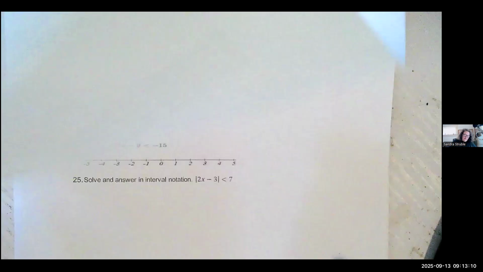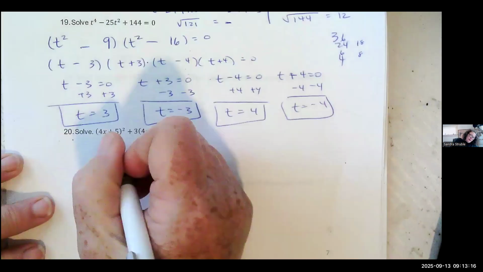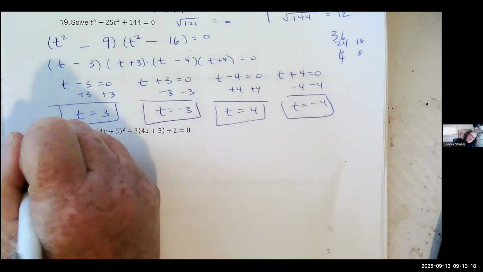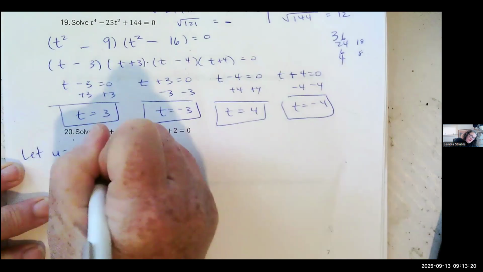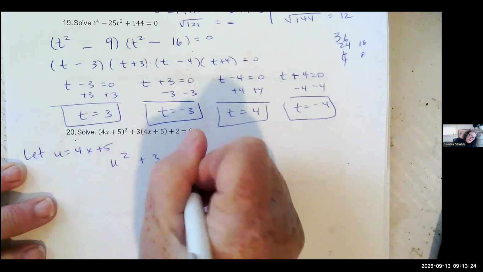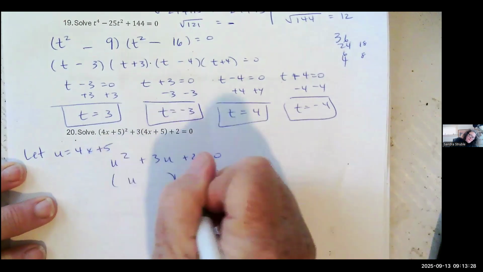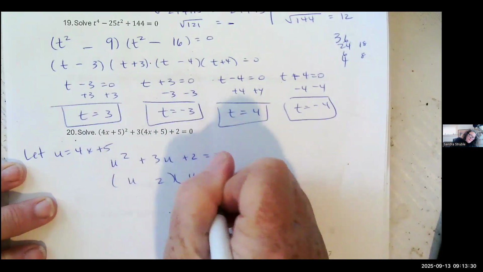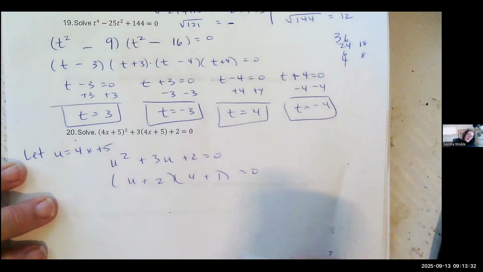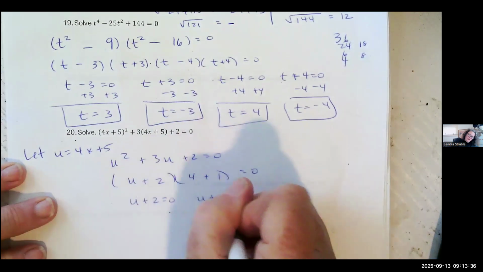All right, I might stop after this one just to create a different video. All right, I'm going to let u equal 4x plus 5. You pick a letter. So u squared plus 3u plus 2 is equal to 0. Check your OI. Yep, it works. So u plus 2 equal to 0, u plus 1 equal to 0.